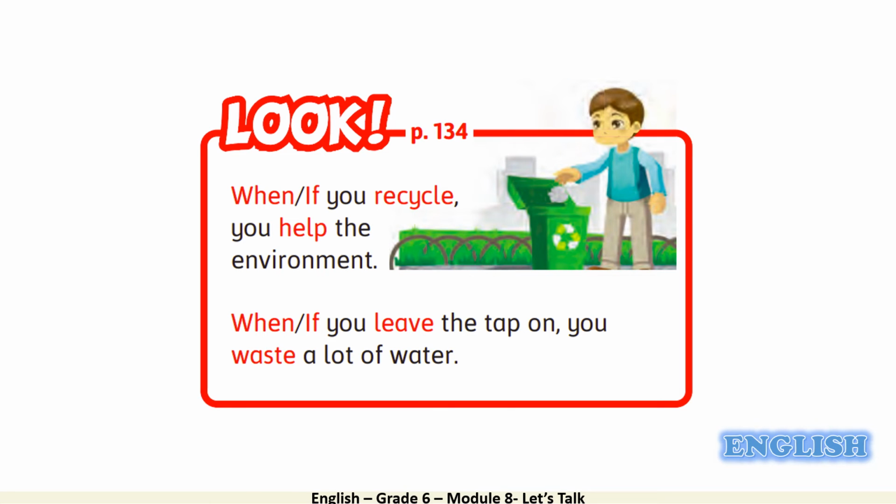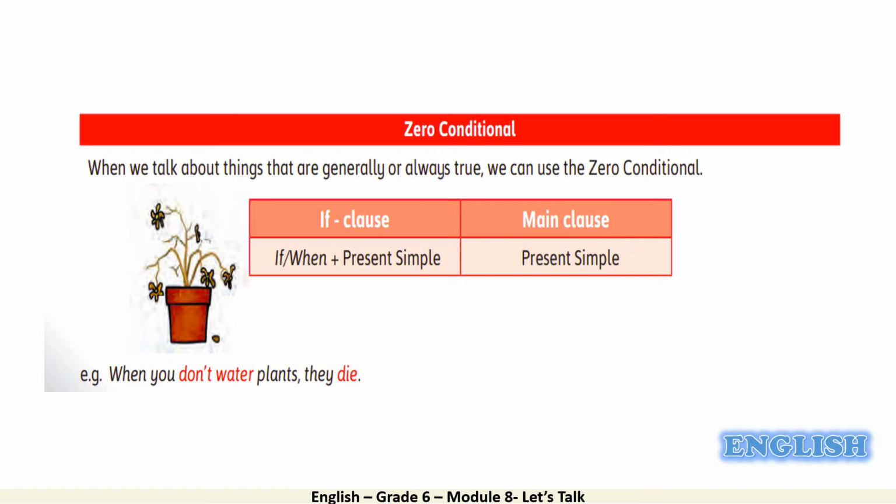May I have your attention, please? Look here, we have two sentences. Number one, when or if you recycle, part one of the sentence. Second part, you help the environment. Sentence two, when or if you leave the tap on, first part, and second part, you waste a lot of water. Very good. This is the zero conditional rule. So, when we talk about things that are generally or always true, we can use the zero conditional.